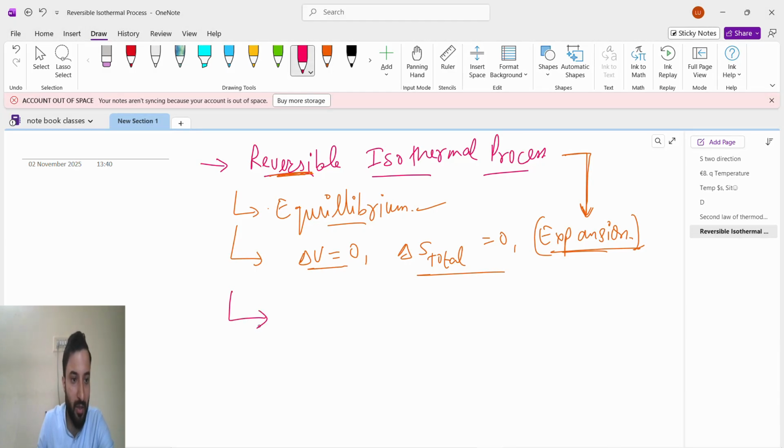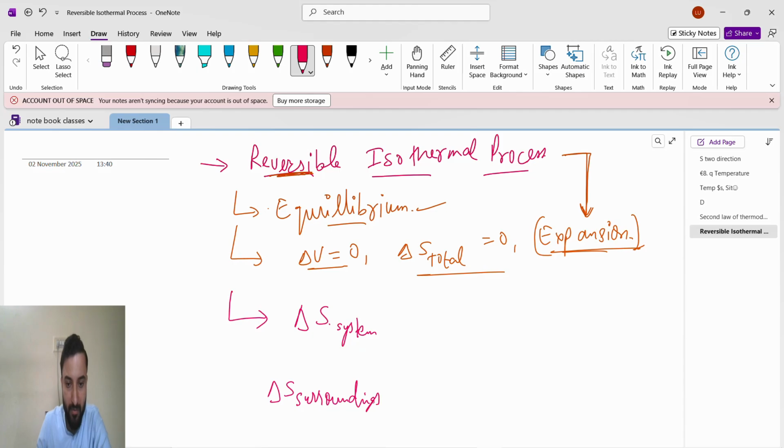Now, guys, one very important thing you have to understand is the formula of delta S. The formula of delta S of the system, and then we will write down the formula of delta S of the surroundings. This is very important, guys, they will ask it in the examination: reversible isothermal process at expansion.